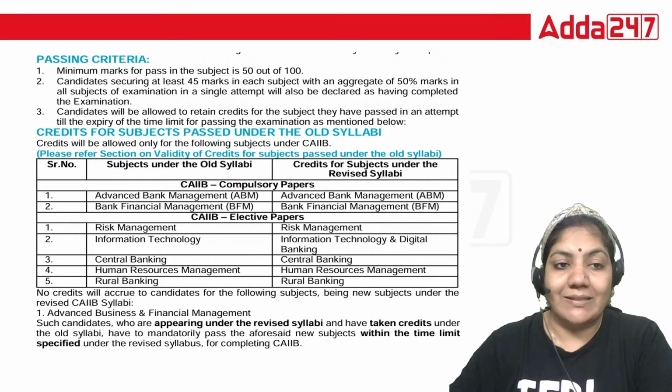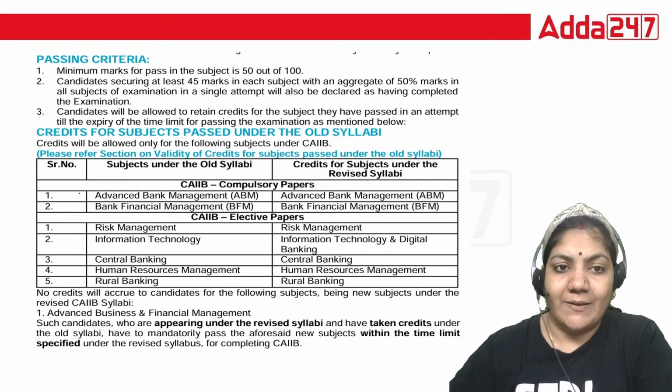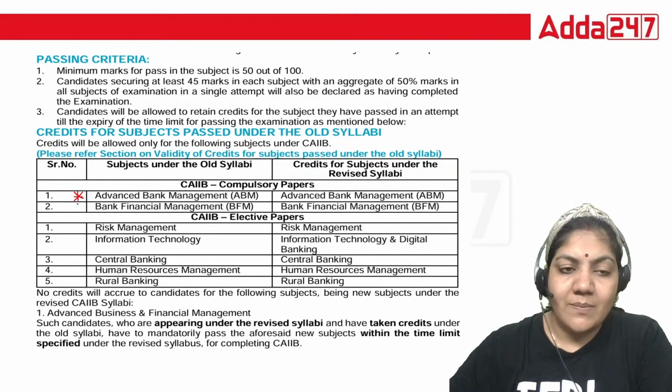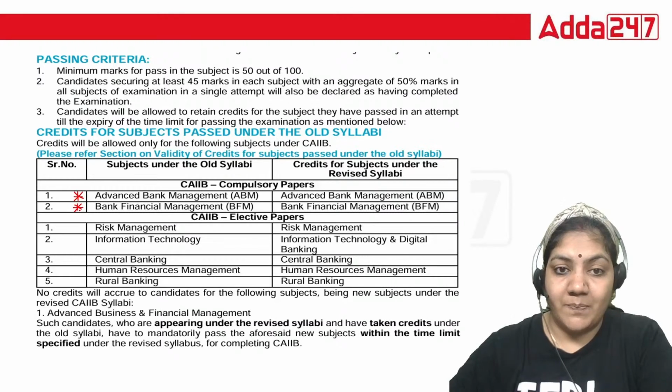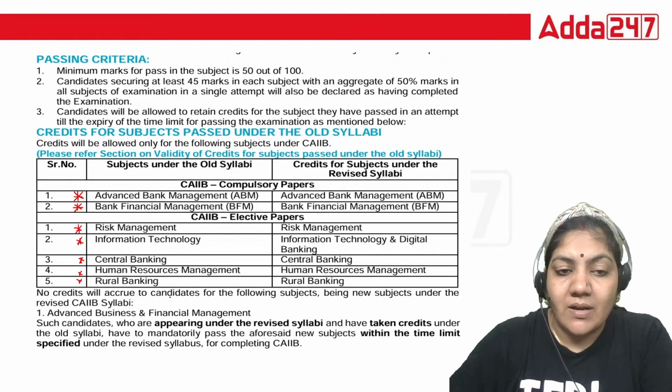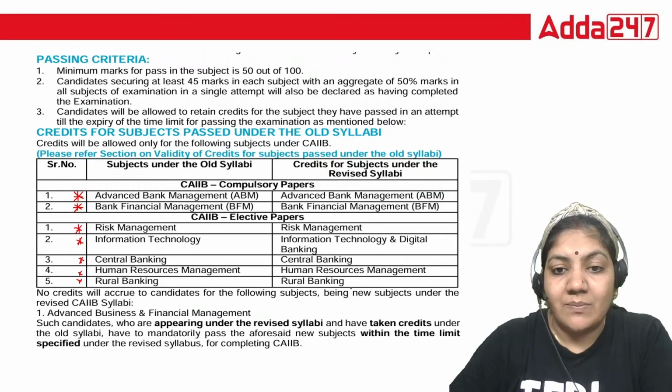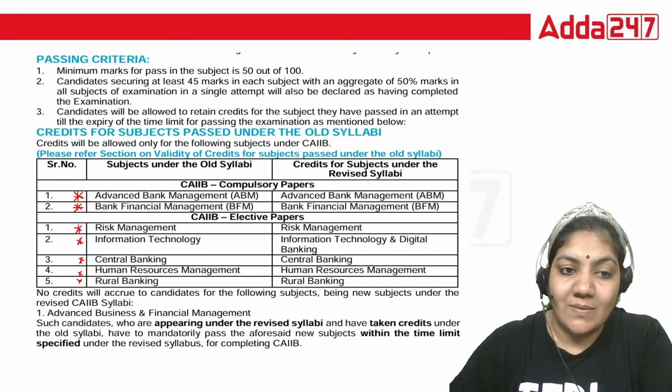As we know, in the old syllabus you have two papers only. The first is your ABM and the second is your BFM. And for elective, the 5 electives are there: 1, 2, 3, 4, 5. Okay. So no credit will occur to the candidate for the following subject, being a new subject under the revised syllabus.